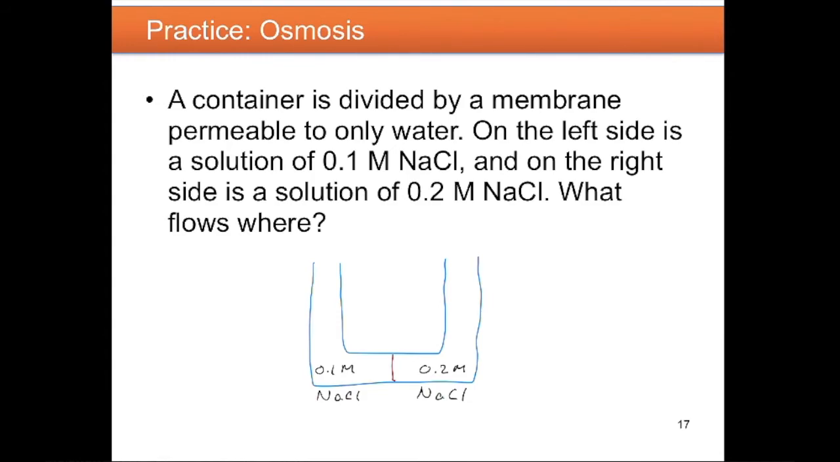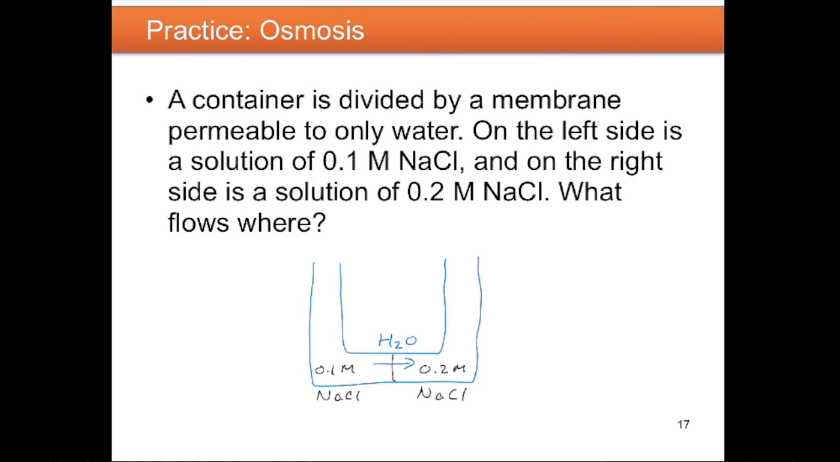Right, so remember, the only thing that is flowing in osmosis, unless the question says otherwise, is the solvent. So the solvent in this case being water. And remember, it flows from a region of low solute concentration to a region of high solute concentration. So the water should flow from left to right. And that's the only thing that's going to be flowing. The sodium chloride is going to stay on either side.